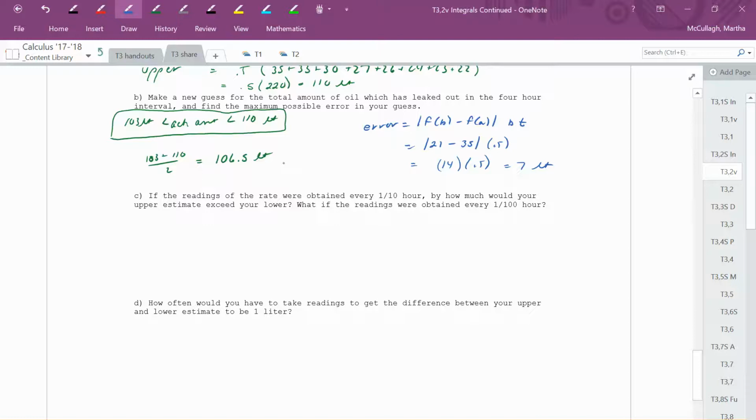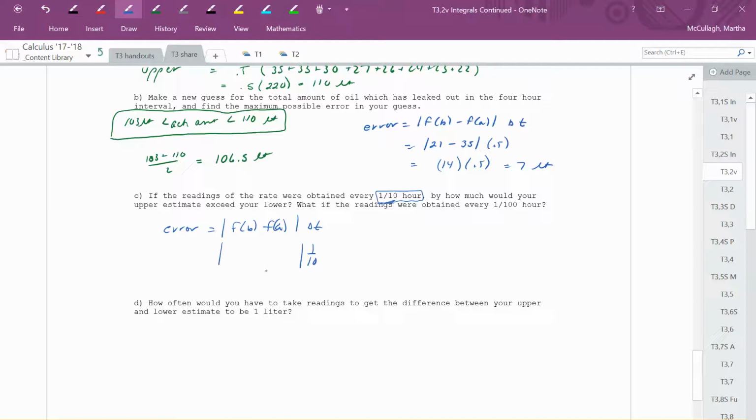If the readings of the rate were obtained every 10th of an hour, by how much would your upper estimate exceed your lower estimate? So that's asking how far apart would these two numbers be? If I measured every 10th of an hour, well, what does this every 10th of an hour represent? It represents our interval and how wide the interval is. So we're looking for the error. We're looking for how far apart would these measures be if the absolute value of F at B minus F at A is now multiplied by a delta T that is 1/10.